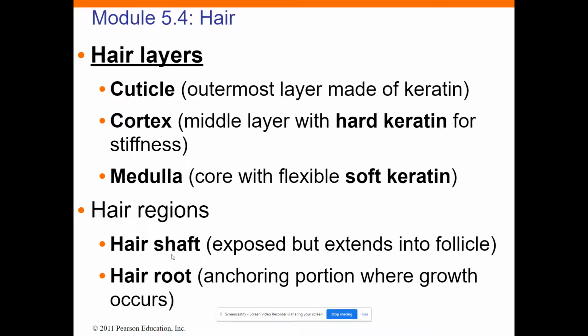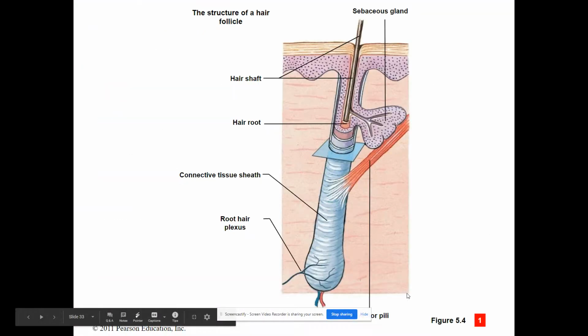Hair shaft, so what you're seeing and what you brush with a hairbrush is the hair shaft. So you are seeing the cuticle of the hair shaft. The hair root is inside your head. You cannot see that. This is where it anchors itself into your head and it grows. So this is kind of everything put together.